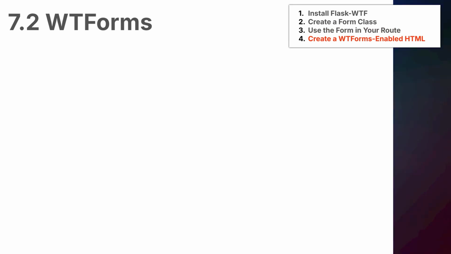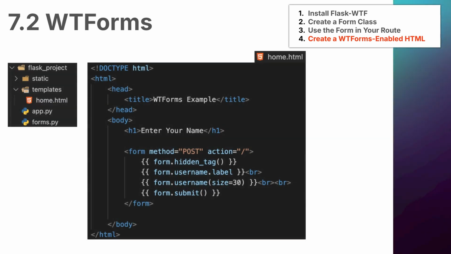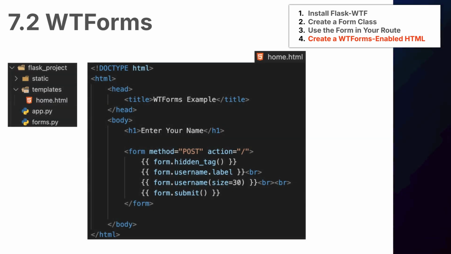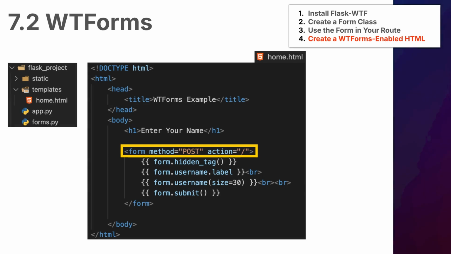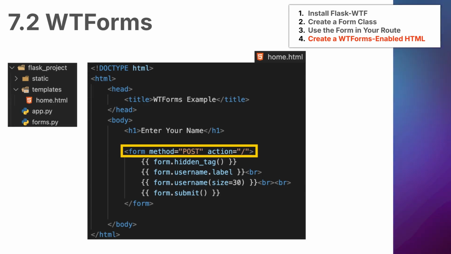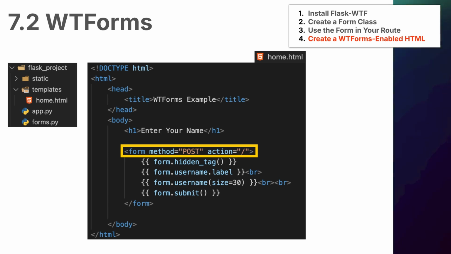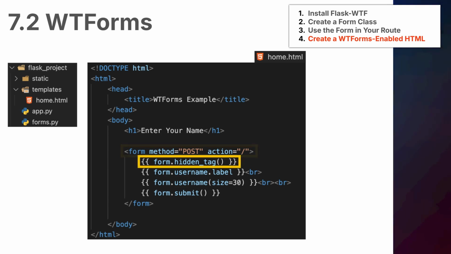4. Create a WTForms-enabled HTML. Let's create a home.html file and write this. This part is the same as the regular HTML form method we learned earlier. This tells the browser to send form data to the server using the POST method and submit it to the home route. This inserts a CSRF token hidden input, which helps protect against cross-site request forgery attacks, so it's required when using Flask-WTF. This displays the label for the username field.